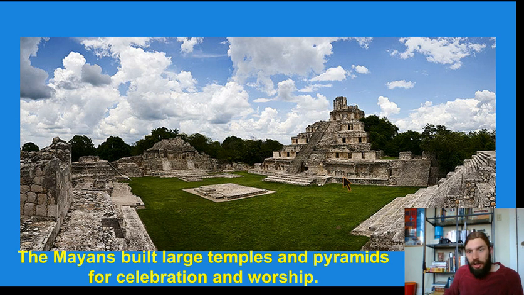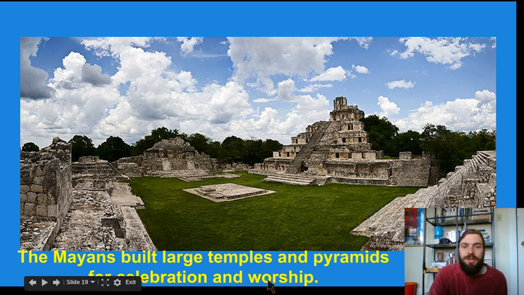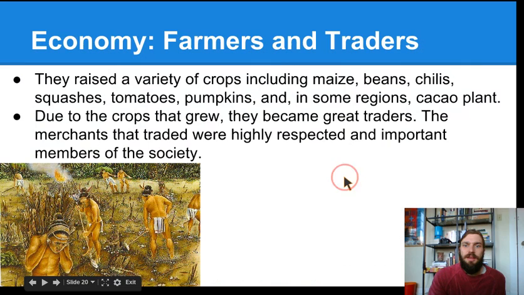The Mayans, under architecture, I want you to put temples and pyramids. Again, it was a lot related to their religion, but pyramids and temples are some of the biggest monuments and most important monuments we have from the Mayans. There is the temple at the top of the pyramid. So the economy, you're going to need to write farmers and traders.